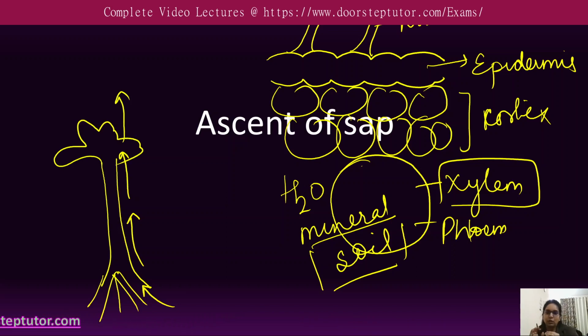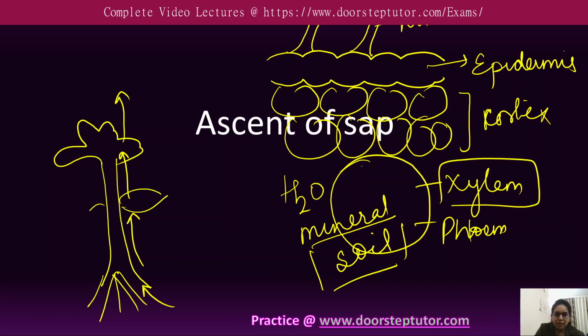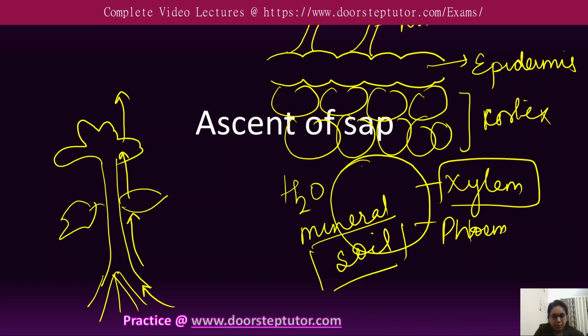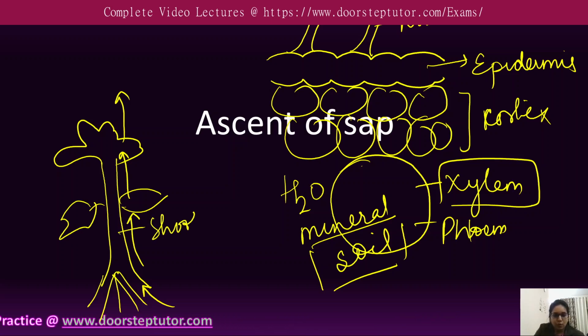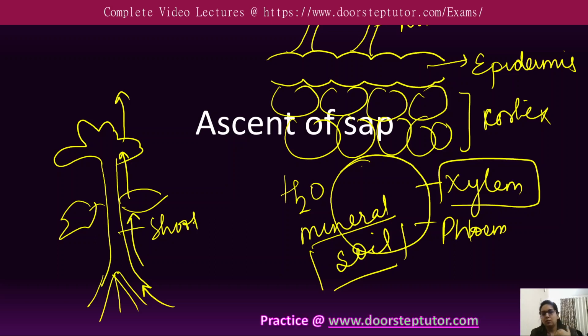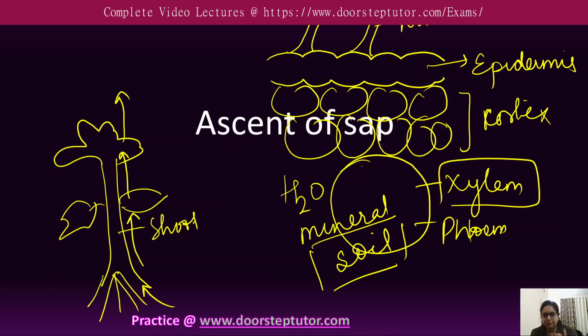It is a very important process for the plant to transport the water as well as the minerals from the soil to its uppermost leaf, because the leaves require water and minerals. The shoots also require water and minerals. So all these parts of the plant require water and minerals, and the xylem helps in transporting them upward to the uppermost leaves.